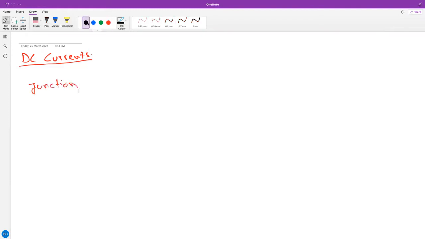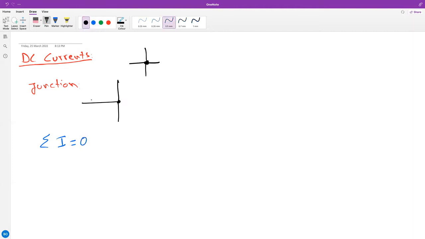A junction is a point where three or more branches of an electric circuit are connected. For example, here I have another junction where we have 4 branches that are connected. There's a Kirchhoff's law that is associated with this junction: the sum of the currents into the junction is equal to 0.